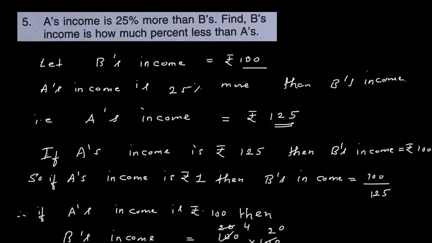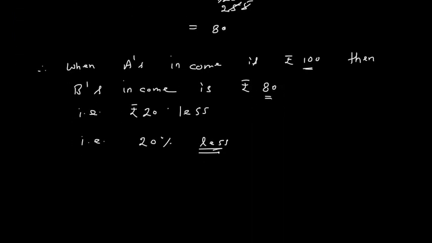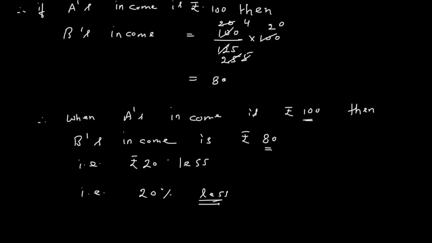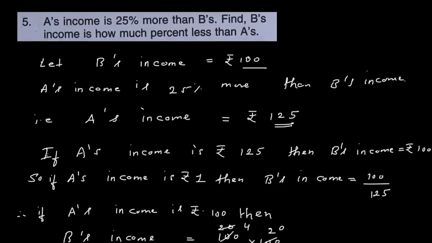Okay. So what we observe is that A's income is 25% more than B's income, but when I try to understand how much percent B's income is less than A's income, it is not coming as 25%. It is actually coming as 20%. So when A's income is rupees 100, then B's income will become rupees 80, that is 20% less. So simple, understood. I think this is the simplest way. You can try the answer.